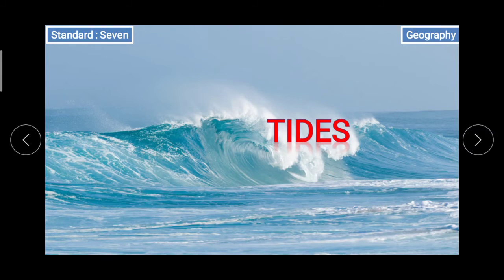Today in Standard 7th Geography, we'll be learning the chapter Tides. If you stay near the coast or visit any sea coast, then you will realize that the sea water is sometimes very close to the coast, while at other times it is far away from the coast.